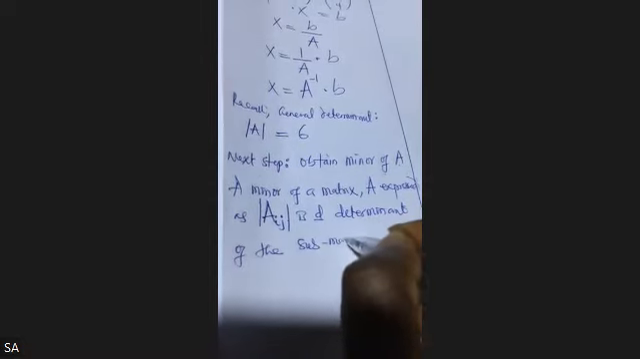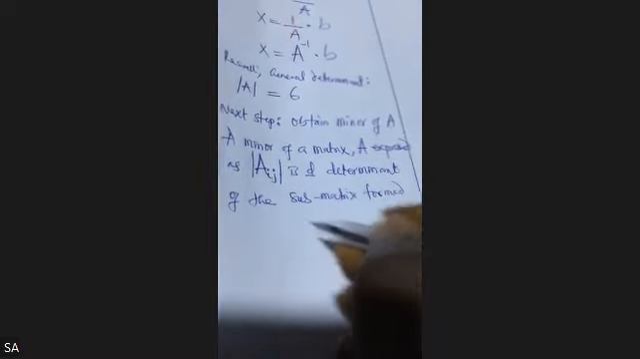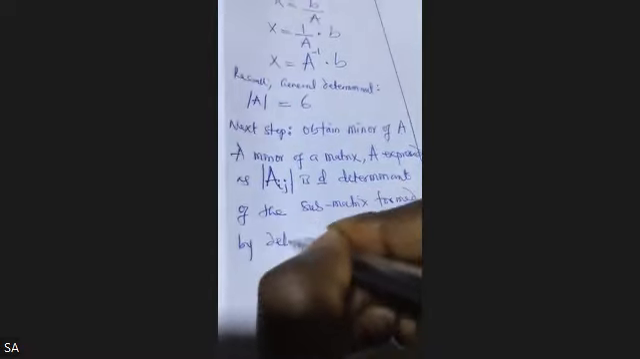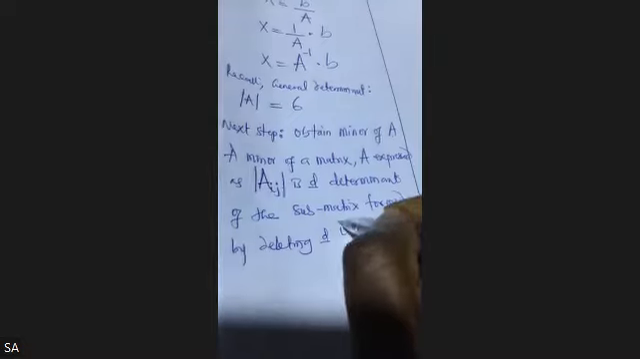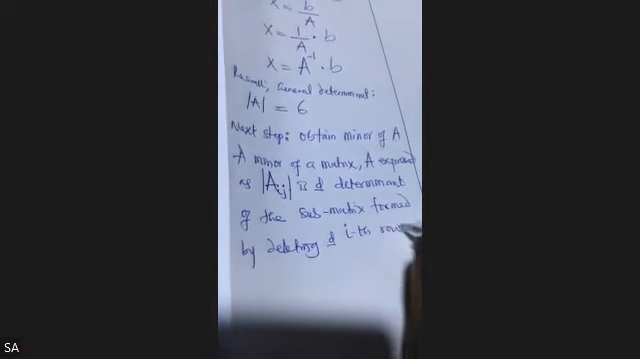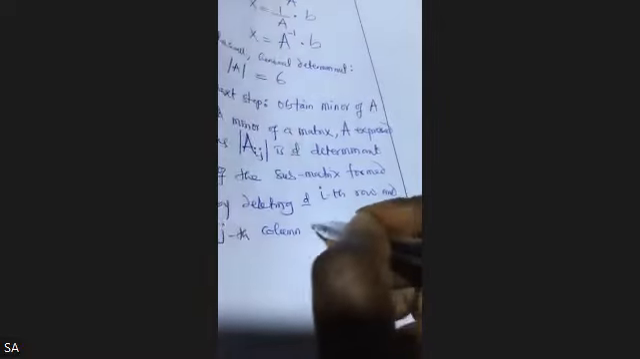Is the determinant of the submatrix. I was mentioning it the other time: the minor is the determinant of the submatrix formed by deleting the ith row and the jth column of the matrix. Let's practice it together. Now, this is the minor of a matrix.